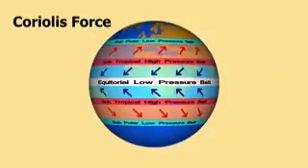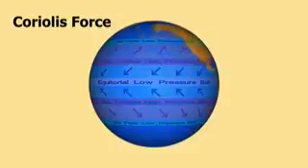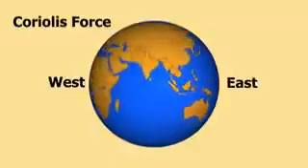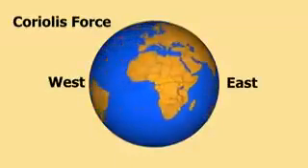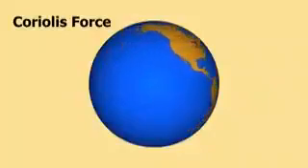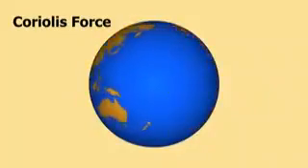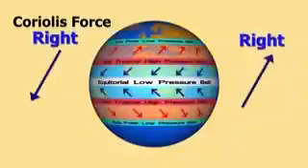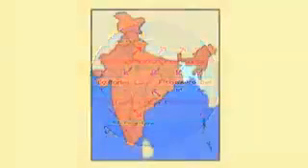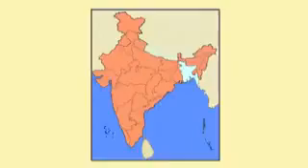Now, what is Coriolis force? It is an apparent force caused by the Earth's rotation. The Earth rotates from west to east at a speed of 1600 kilometers per hour. The Coriolis force is responsible for deflecting winds towards the right in the northern hemisphere and towards the left in the southern hemisphere. This is also known as Ferrel's law. The pressure and wind conditions over India are unique.